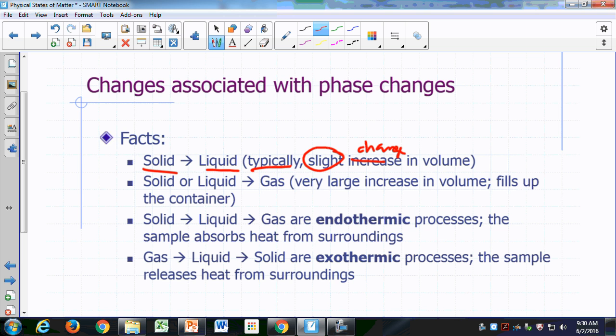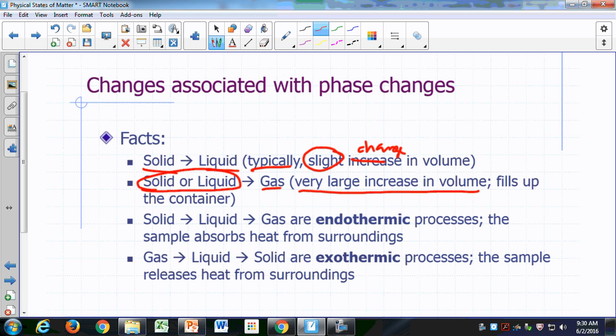When a liquid or a solid turns into a gas, that means evaporation, vaporization, or sublimation. You will observe a very large increase in the volume. Your gas pretty much fills up your entire container. So you make a bigger container, you make a bigger change in volume.